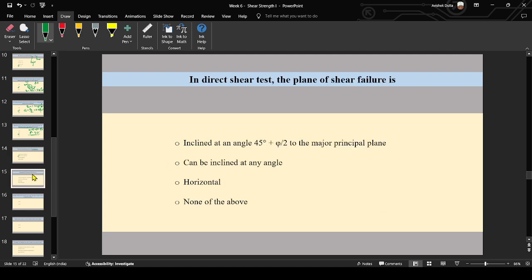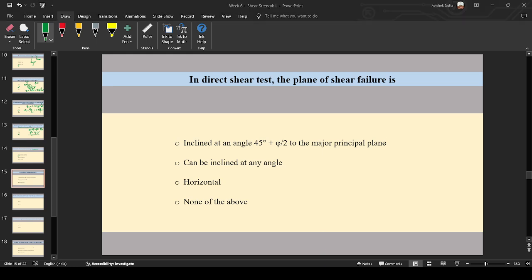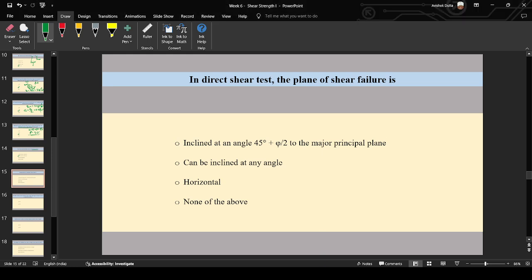Next question. In direct shear test, the plane of shear failure is inclined at an angle of 45 plus phi by 2 to the major principal plane, can be inclined at any angle, horizontal or none of the above. Okay. So in this case, it is direct shear test. If it is triaxial, then the first one will be the answer. But in the case of direct shear test, what do we do?